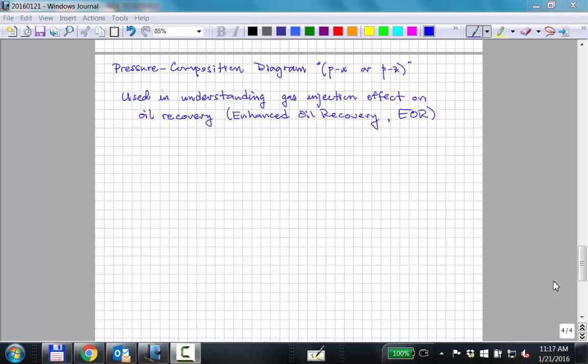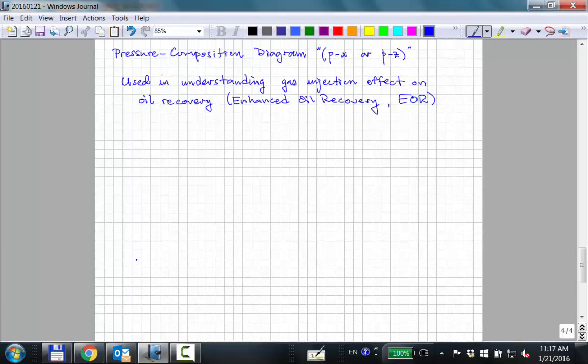And what's usually referred to as enhanced oil recovery, EOR. At least it's one of the methods of enhanced oil recovery. So we'll look at the diagram itself and then try to understand it in light of its application. So what we're going to start with is some kind of a reservoir oil, which, let's say, is the initial composition. It's an oil composition. We're calling it oil by some label.